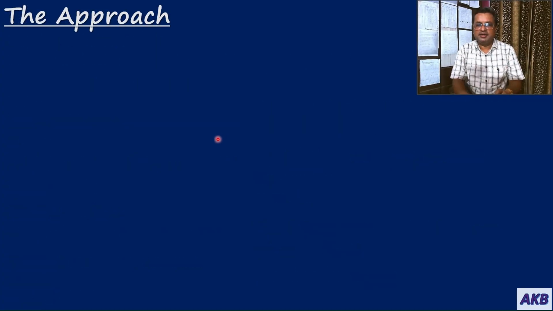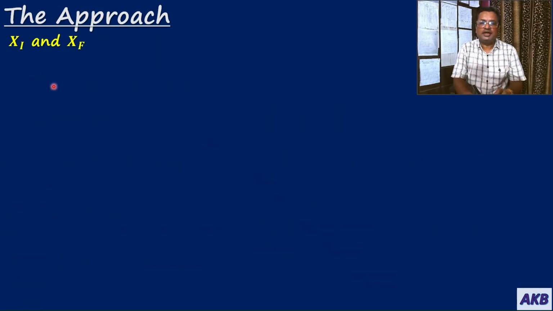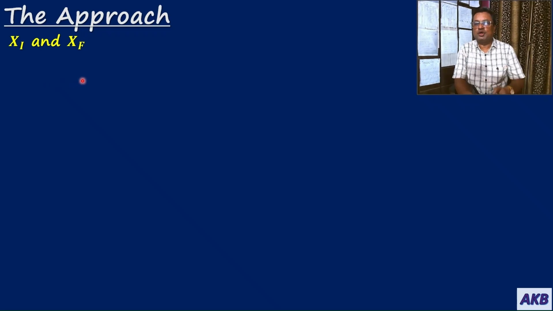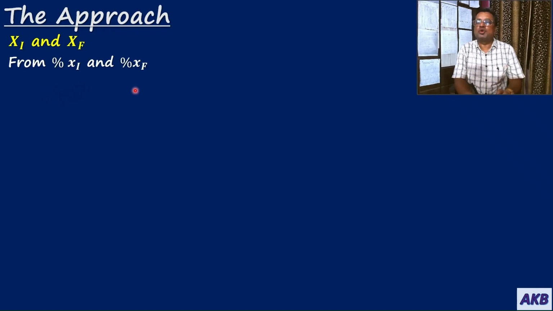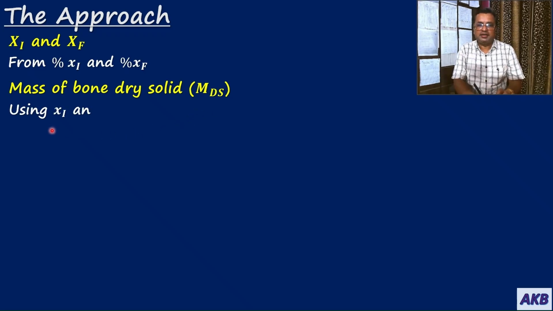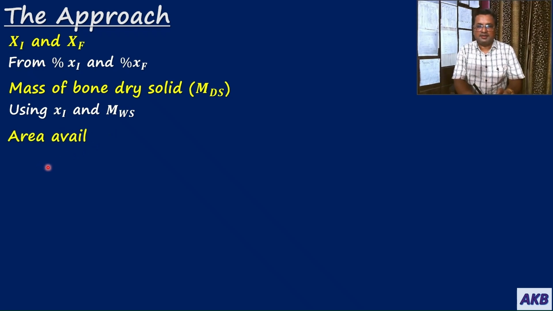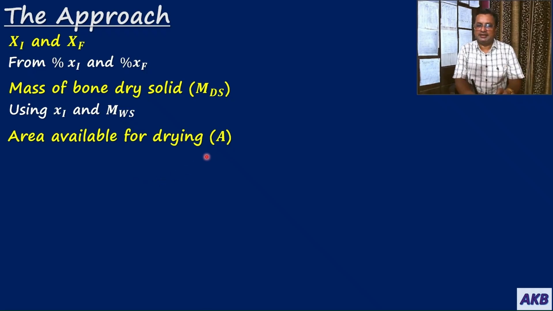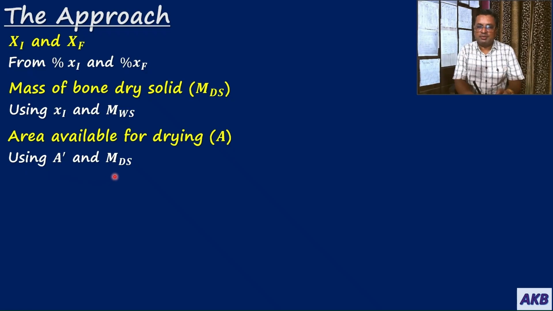Then let us quickly understand the approach. First, we are going to find out capital XI and capital XF. These are the initial and final moisture contents on dry basis. And for that, we will be using the initial and final moisture contents on wet basis. Then the mass of bone dry solid we will find. We will denote that by MDS, and MDS will be found out by using small xi and MWS. Then we will find the area available for drying, that is A. And for that, we will use A dash, which is given to us, and MDS, which we will be finding in this step.